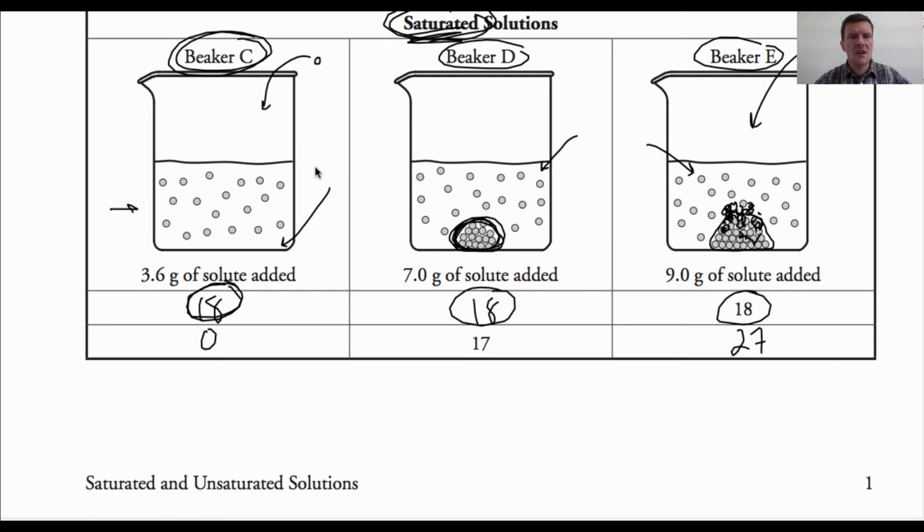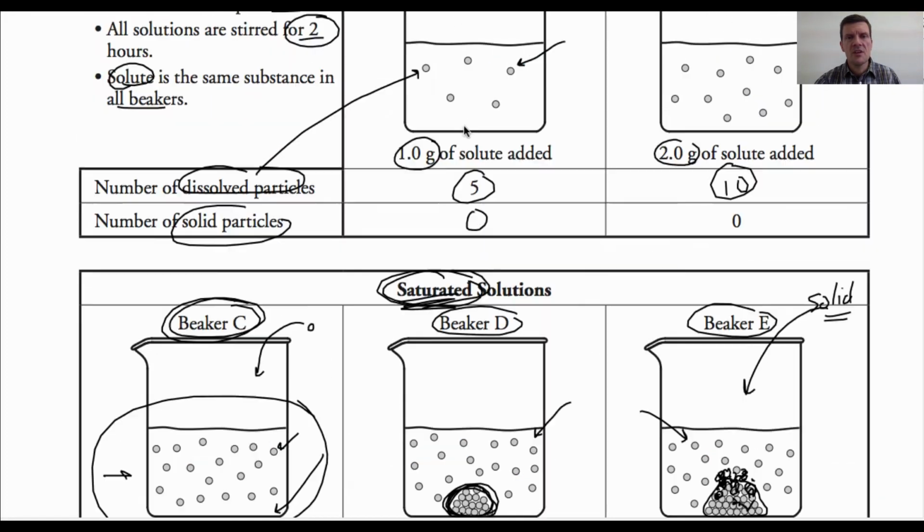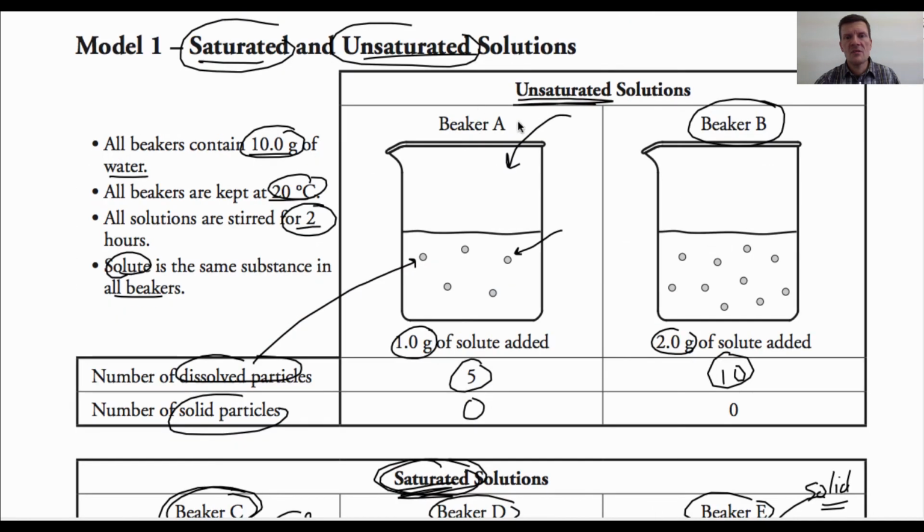So, how are we going to know that beaker C is saturated? Just by looking at it, you're not going to be able to tell, because you don't see these dissolved particles. You can't see them. We're drawing them, but you can't see them. This beaker C, beaker A, and beaker B are all going to look very much alike. You will not be able to distinguish one from the other.